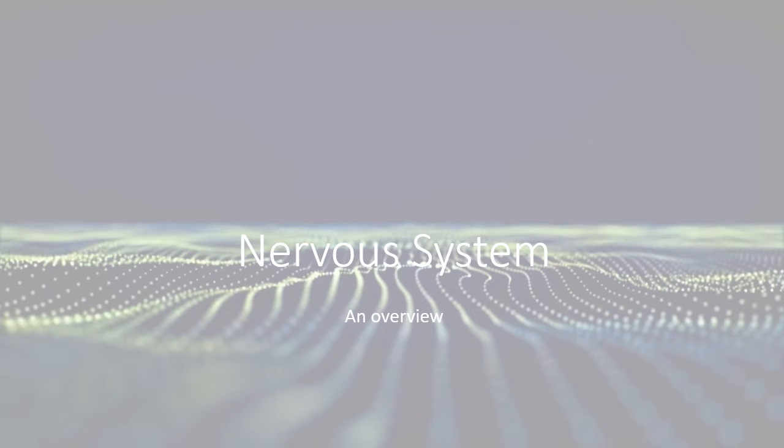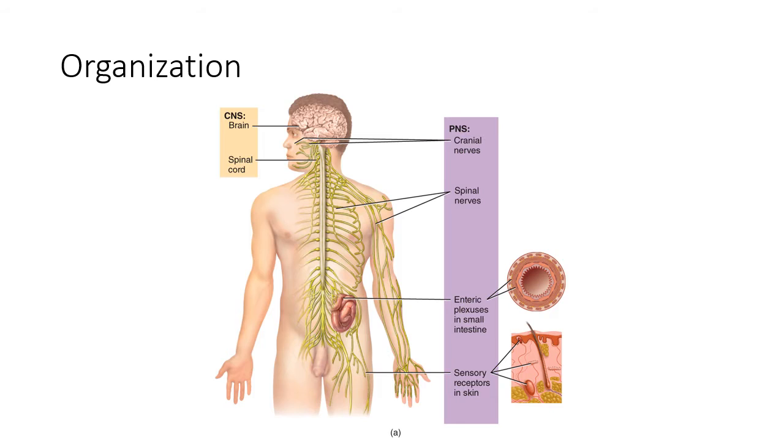Begin our look at the physiology of the nervous system by taking a look at the organization of the nervous system and get an idea for the overall structure of the nervous system and kind of a review of its anatomy a little bit. So when we look at the nervous system, we have two major components. We have the central nervous system, and then we have the peripheral nervous system.